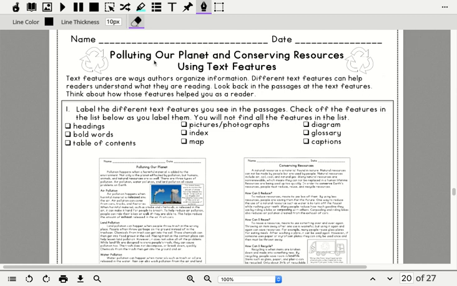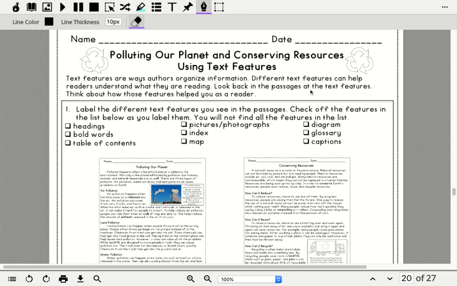Okay, today we're going to work on our polluting our planet and conserving resources using text features and text structure pages. So we haven't done one of these before, so let's read the directions to make sure we understand this. Text features are ways authors organize information. Different text features can help readers understand what they are reading.